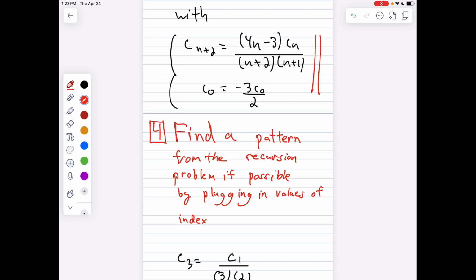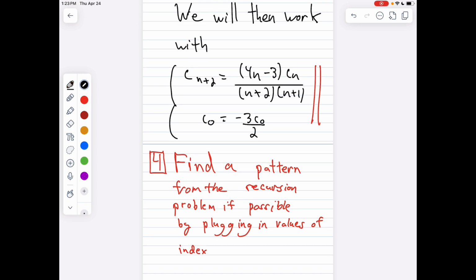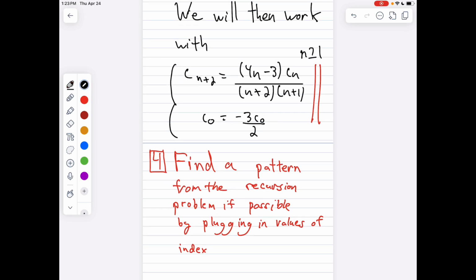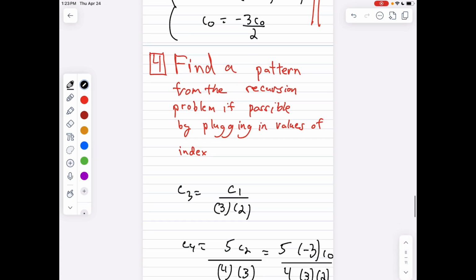That's the next thing, and that's actually one of the harder things here. Up to this point, it's just a lot of work, and if you follow these steps, you'll be good. The issue is when you're asked to find a pattern. Now this formula begins at n greater than or equal to 1 with the recursion. So please note that.